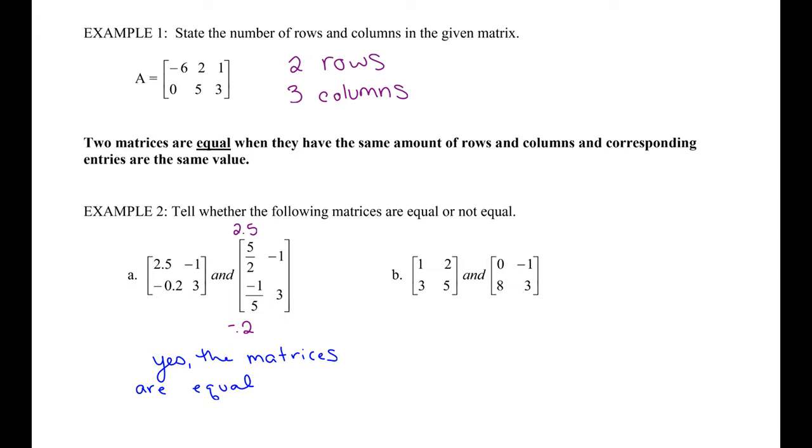Looking at part B, I want to see if they're equal. And right away you can tell they're not because the top left on the first is 1 and the top left entry on the second matrix is 0. So because even 1 doesn't match up, the matrices are not equal.